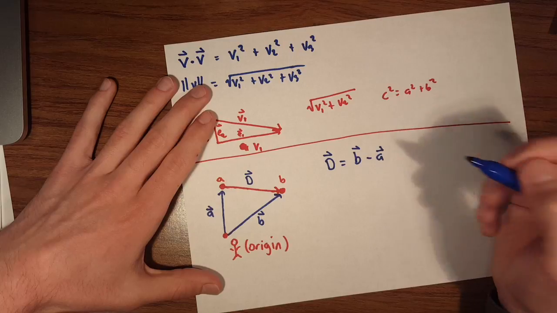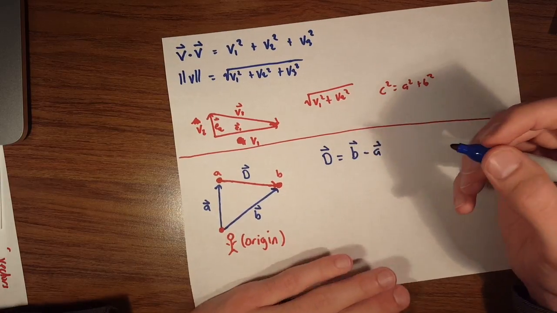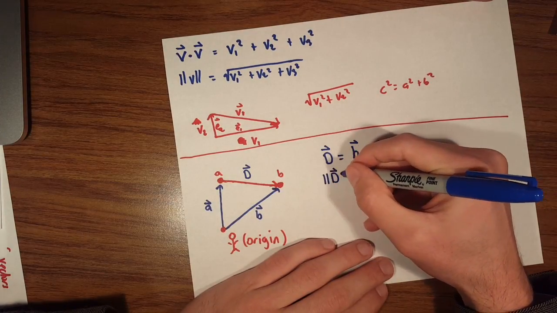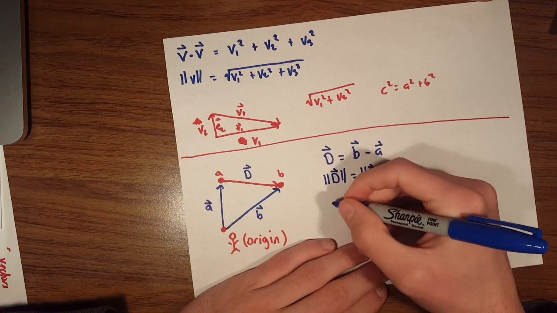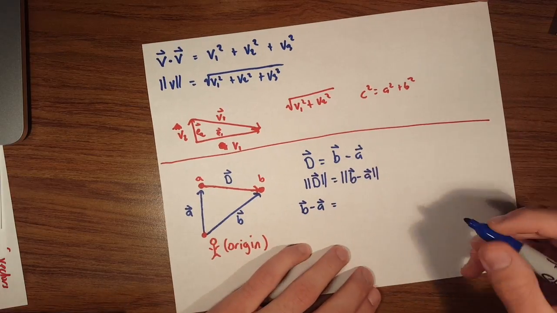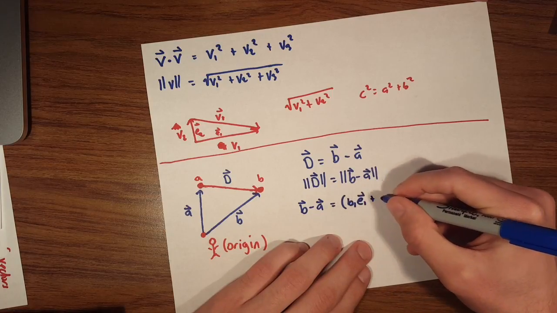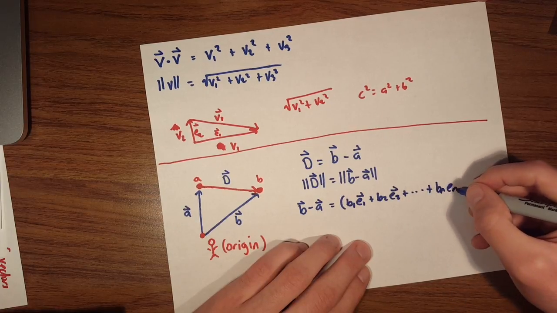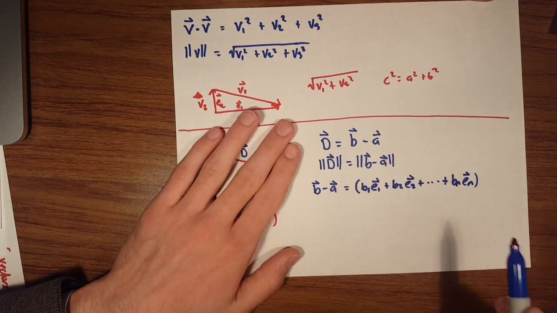Okay? So if I want to compute the distance between these points, now I need to compute the magnitude of D, which is going to be the magnitude of B minus A. Now, what is B minus A? Well, remember that in terms of components, B is given by B1 E1 plus B2 E2 plus all the way up to Bn En. So this is a two-dimensional example, but in this math over here, I'm working in n dimensions, arbitrary dimensions.